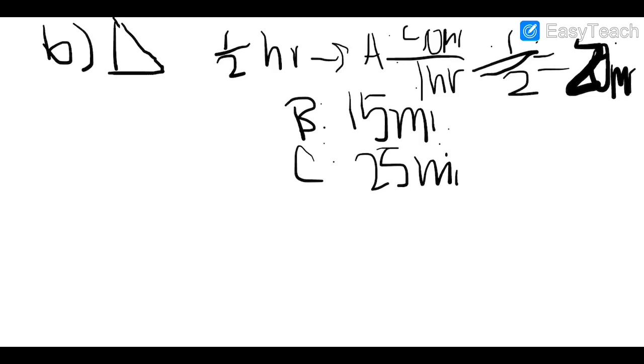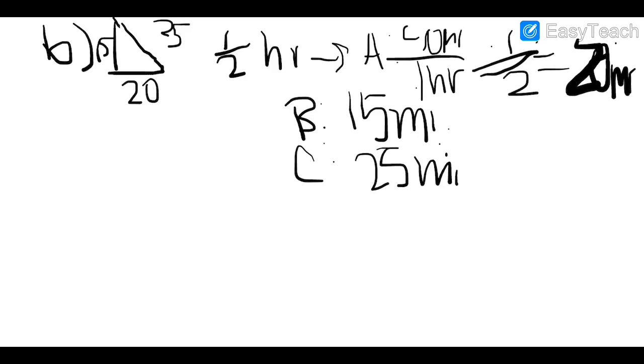So now we are going to create our new triangle. So 15 is B, which we remember is this side. 20 is A, and then 25 is going to be C. And they're all miles. I just don't have room to write it out.